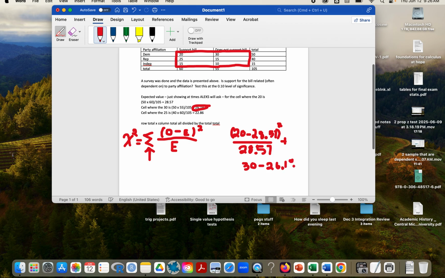I hope I didn't cover that up and write that wrong. Okay, but it's 26.19 as I see it. And then you divide it by the 26.19. And then you add on because of the summation symbol. And you do that for each of the cells in the body. And then you'll get your chi-squared test statistic.